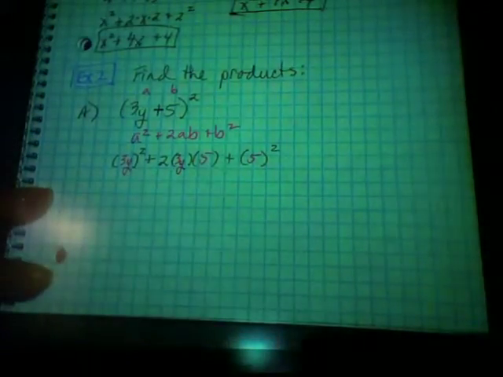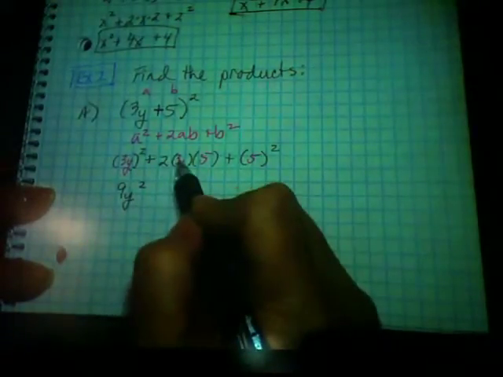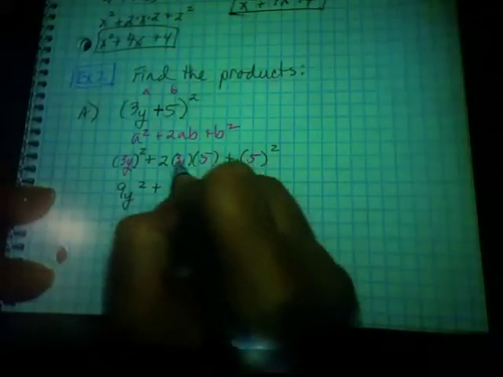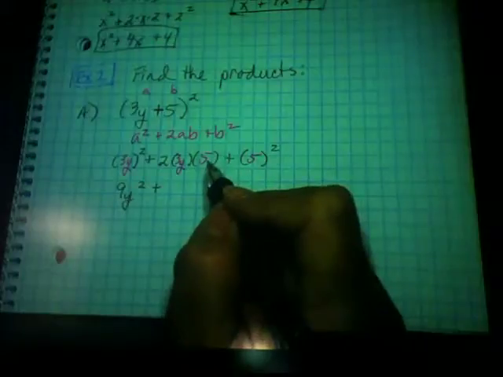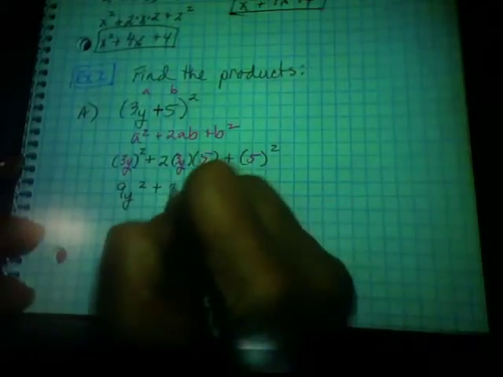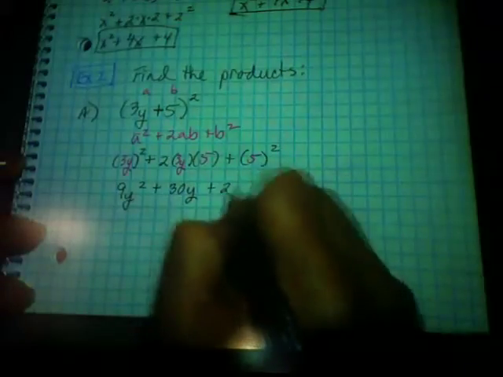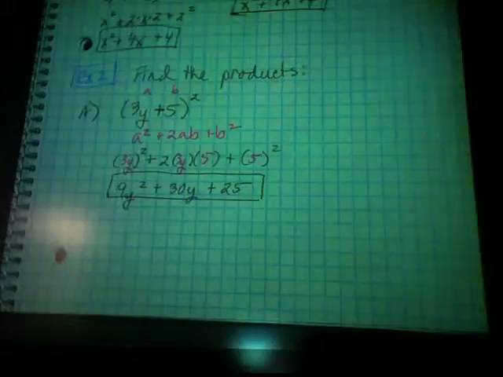What's 3y squared? 9y squared. What's 3 times 2 times 5? 3 times 2 is 6 times 5. What is it, everybody? 30. Tack on that y. And then what's 5 squared? Done. All you're doing is following the pattern.